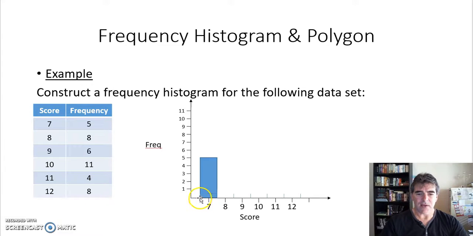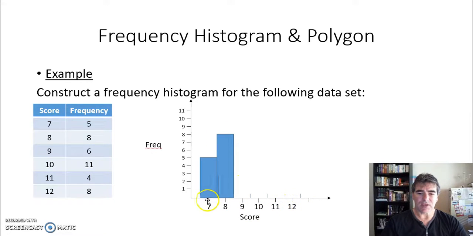It started on this half mark here and ended on this half mark, and my score of 7 had a frequency of 5, so my column above the 7 goes up to 5. My score of 8 has a frequency of 8, so my column 8 has to come up to 8. But you notice, remember that I've left that half gap width there, and you'll see why that's important in just a moment. So there's my score of 8 with a column of 8.